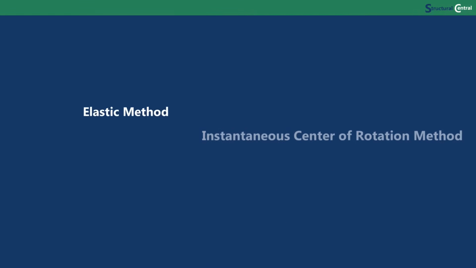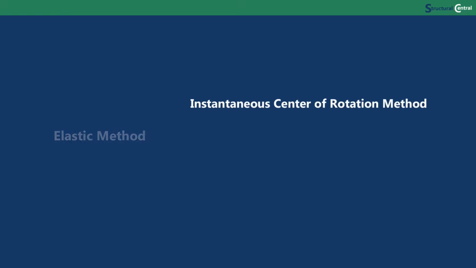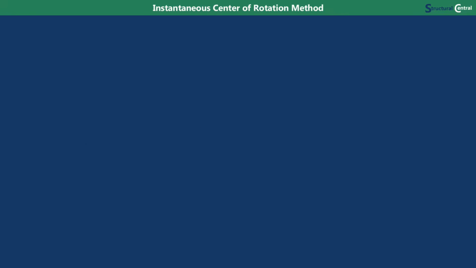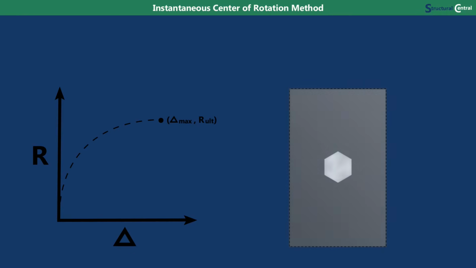Now we'll move on to the other method, which is the instantaneous center of rotation method. This method differs from the elastic method in that it takes into account the actual nonlinear behavior of the bolts. This allows the bolts to share the load more through load redistribution. This method is less conservative than the elastic method, but it is also considered to be more accurate.